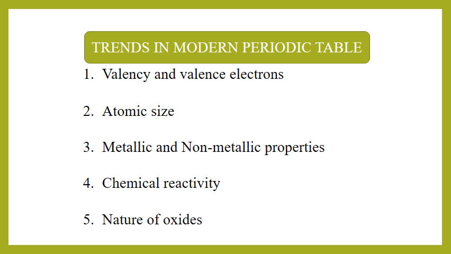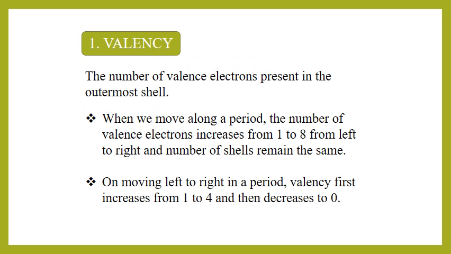It's day 4 of your class, and today we are going to start trends in the modern periodic table. We have 5 trends in the modern periodic table. First is valency and valence electrons. Second, atomic size. Third, metallic and non-metallic properties. Fourth, chemical reactivity. Fifth, nature of oxides. But in today's class, we are just going to cover valency and valence electrons and atomic size.